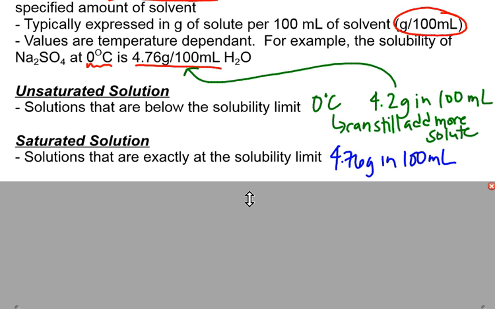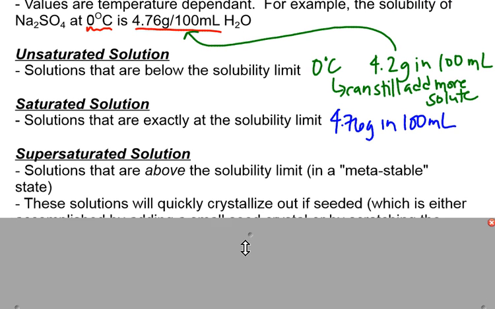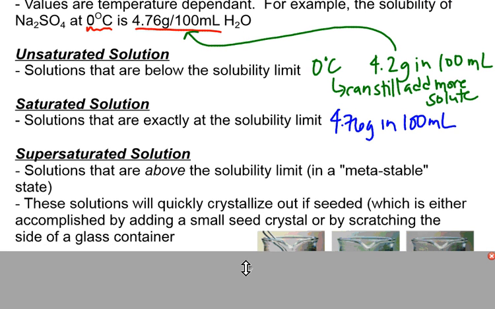And then the next two definitions are probably very new for you. So supersaturated solution. A supersaturated solution is a solution that is above the solubility limit, which is called sort of a metastable state. These solutions will quickly crystallize out if seeded, which is either accomplished by adding a small seed crystal or by scratching the side of the glass container.